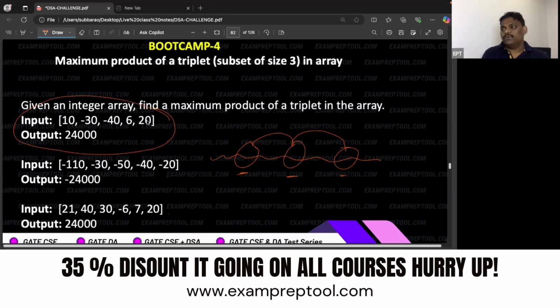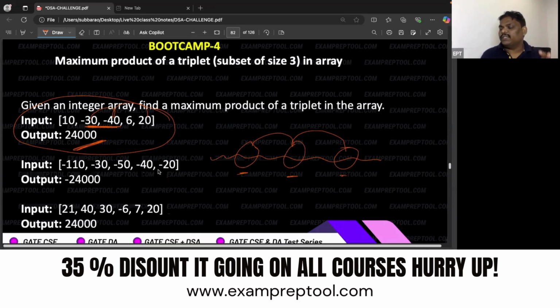In this array, take any three people whose product is maximum. When you say maximum, you don't want to take negatives, but by multiplying these two negatives, you will get a positive. So these three people, the answer is this. This is the maximum.